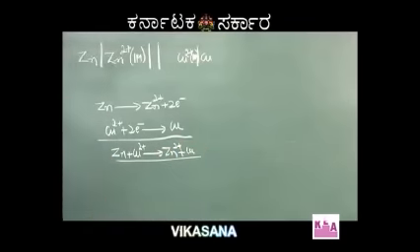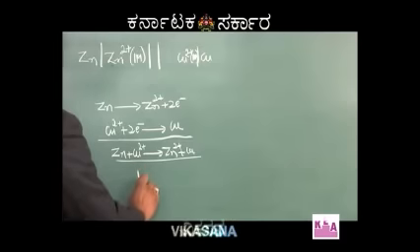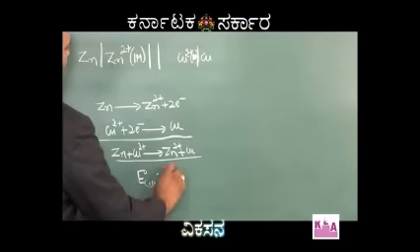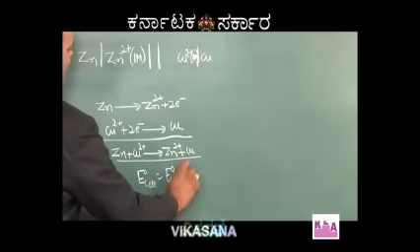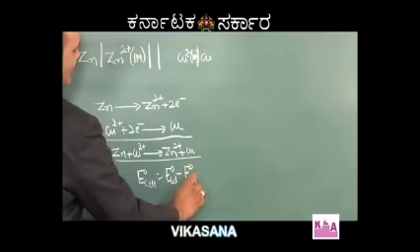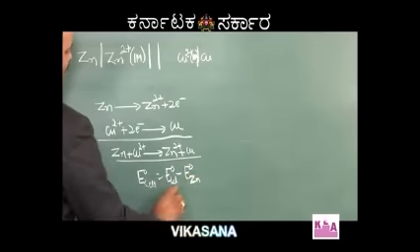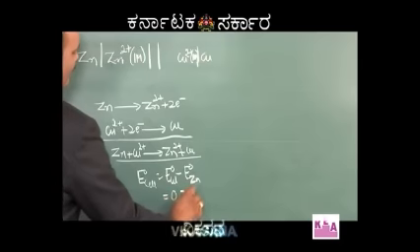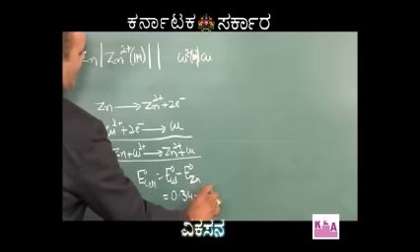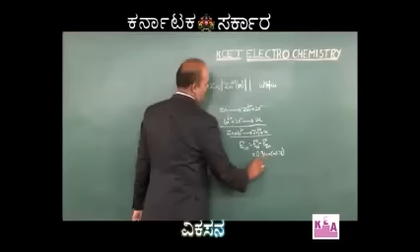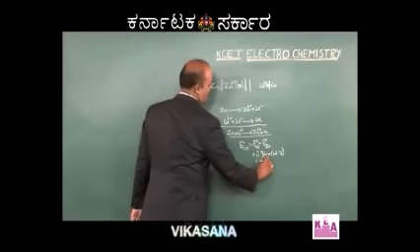So that you can calculate the cell potential. Cell potential can be calculated by E naught of cell is equal to E naught of copper minus E naught of zinc. So the copper value you know is 0.34, minus minus 0.76 volts, so that is plus 1.1 volt.